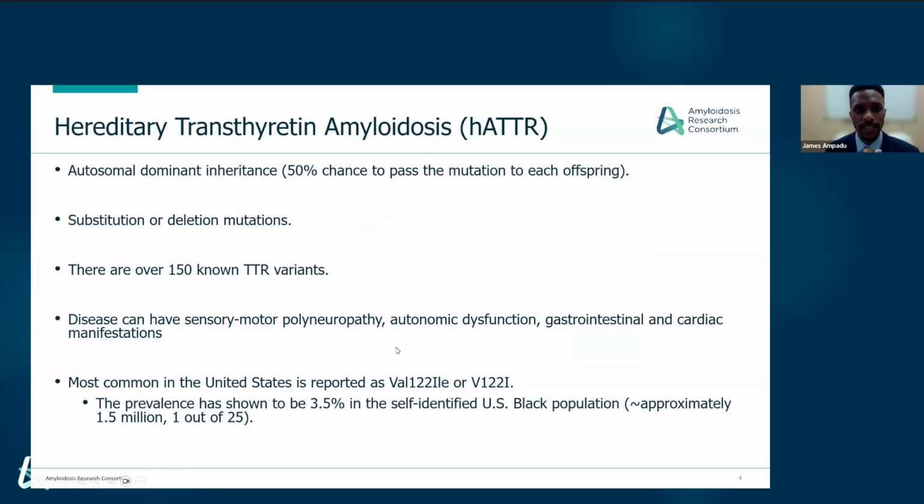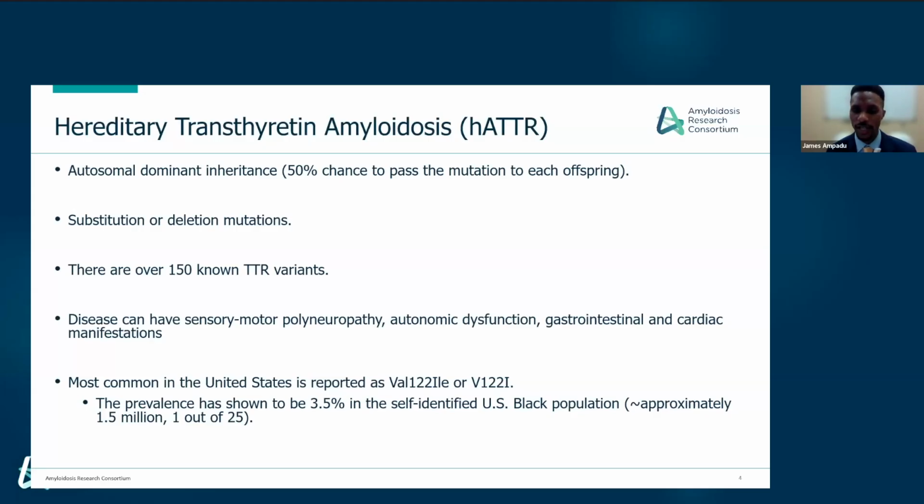So specifically with hereditary transthyretin amyloidosis, we said this is the inherited version, and it's inherited in an autosomal dominant fashion. So as a reminder, what that means is if somebody has the mutation, they have a 50% chance of passing it to one of their offspring. And these mutations can be substitution or deletion mutations in the genome. And there's over 150 different mutations or variants that have been identified. And again, these mutations can lead to disease, which can have those symptoms that we mentioned before.